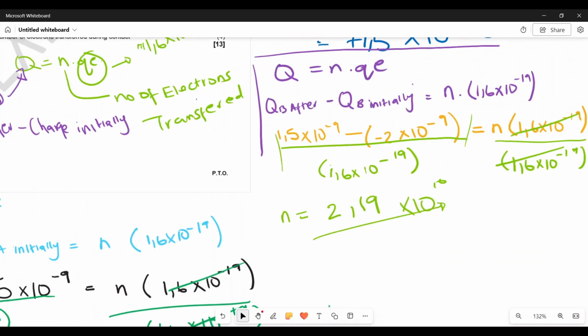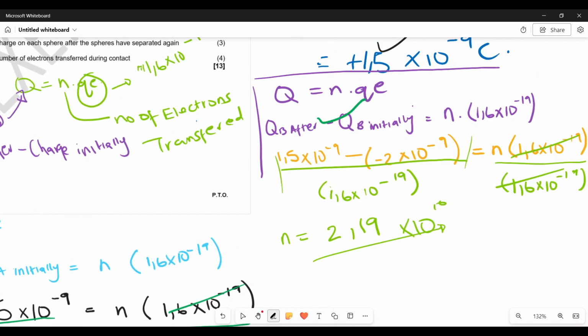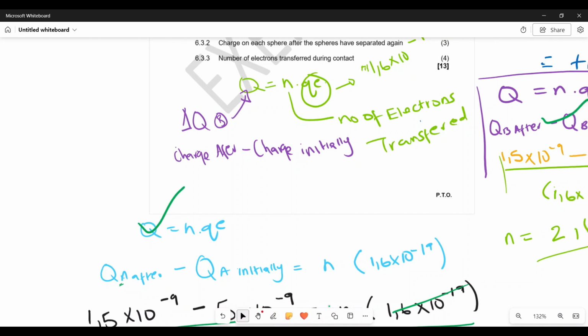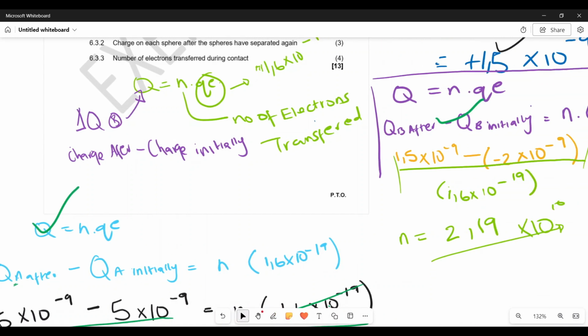So here, as I've said, you're going to use either B or A. Do not do both, because you will still get to the same answer. So you just choose the one which you would need to use. Always remember that this Q here is your after minus your initial with regards to your charges.